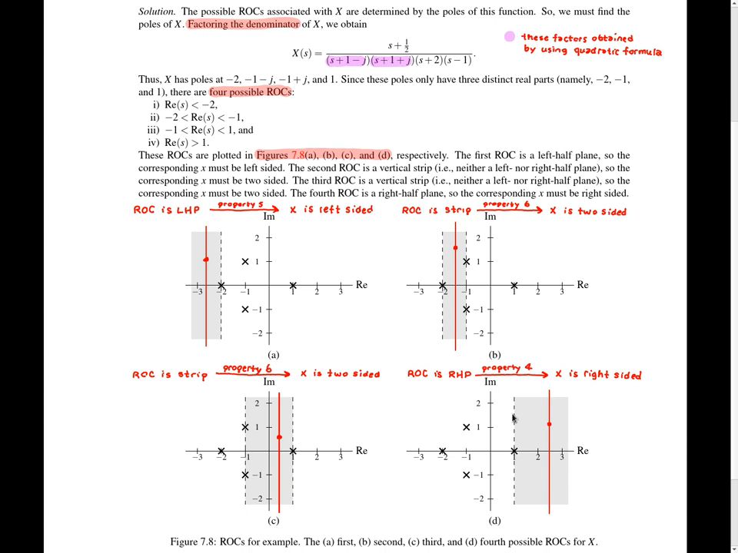Lastly, let's consider the region of convergence in figure D. Clearly this is a right half-plane. Since a right half-plane region of convergence is associated with the Laplace transform of a right-sided function, little x must be right-sided in this case.